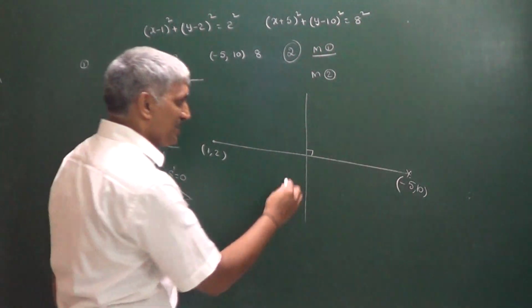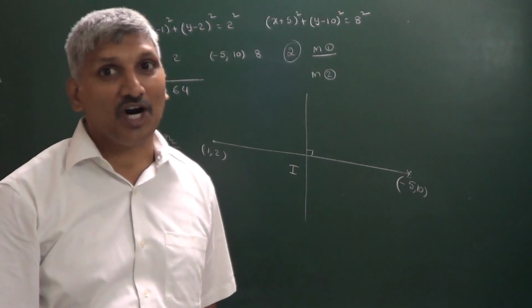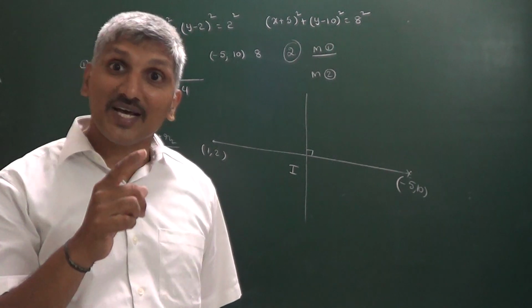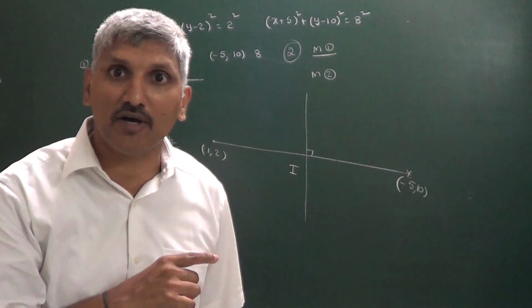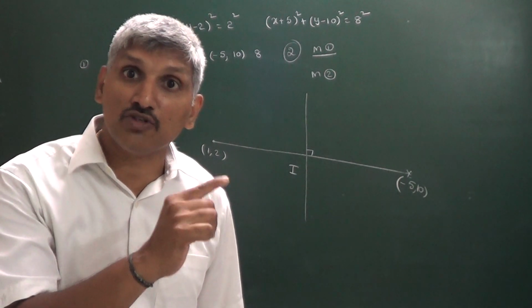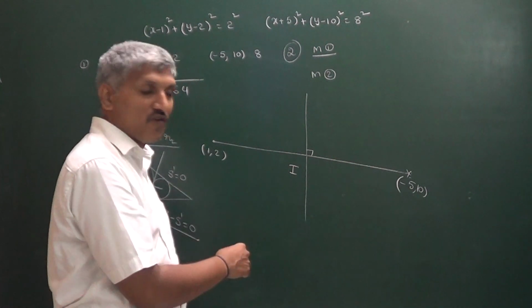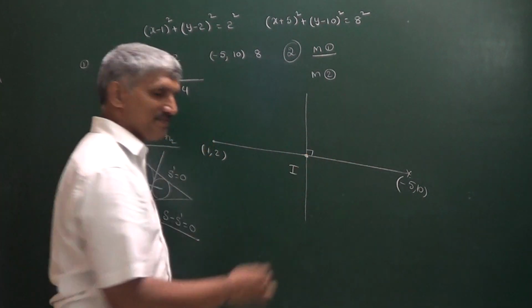At the same time, this point is nothing but the internal center of similitude. You know how to find the internal center of similitude: (R1 C2 plus R2 C1) by (R1 plus R2). Earlier we found the external center of similitude, where we get minus. For the internal center of similitude you will get plus. So we will get the internal center of similitude, which means we know this point.